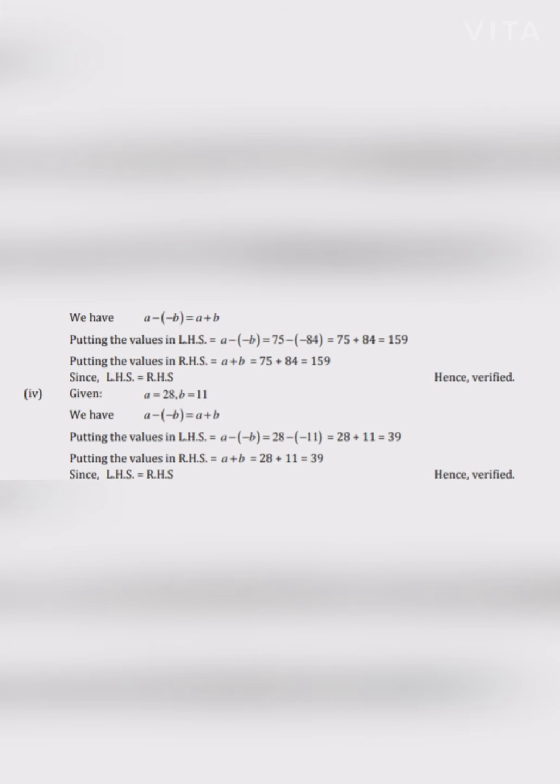The fourth part of the question, which is the last part, given A is equal to 28 and B is equal to 11. We have A minus B is equal to A plus B. Putting the values in LHS, A minus B is equal to 28 minus 11, which is 28 plus 11, equal to 39. Putting the values in RHS, A plus B is equal to 28 plus 11, which is 39, since LHS is equal to RHS.